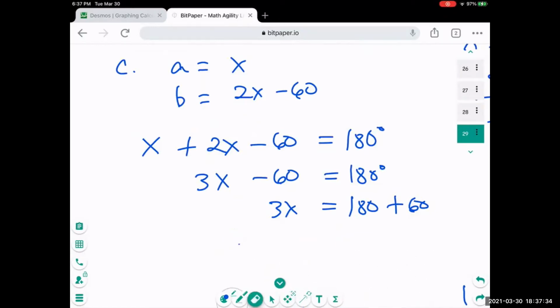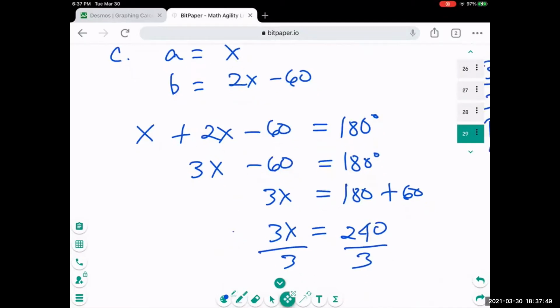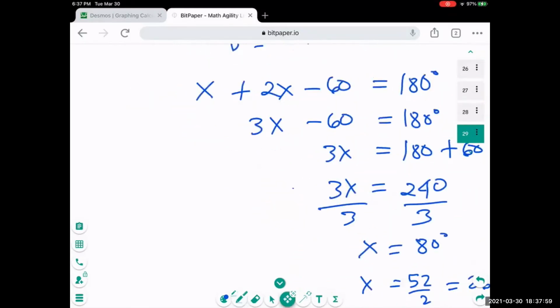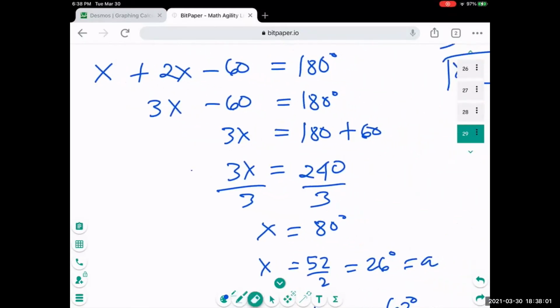So let's erase some of this. So 3x is equal to 240, right? So divide natin by 3. X would be equal to 80 degrees, right? So yung first angle natin is 80 degrees.